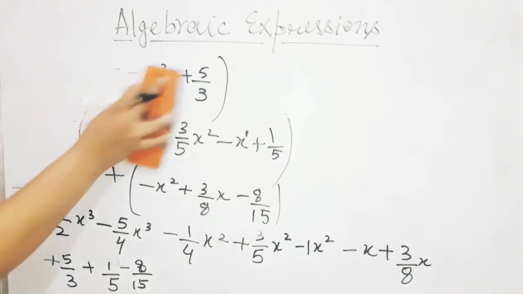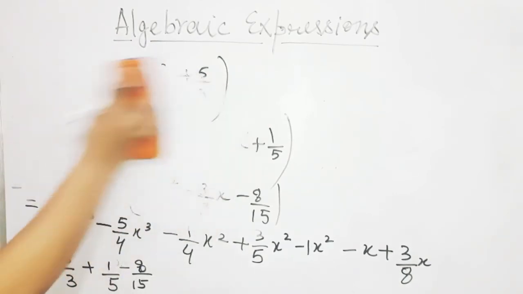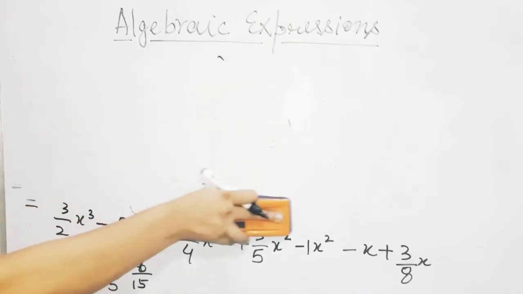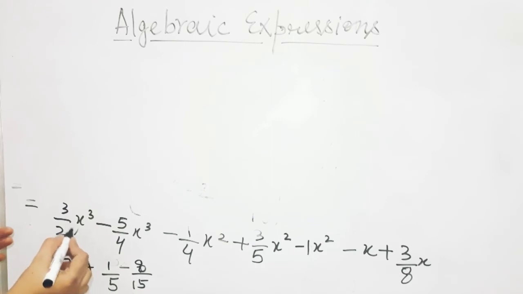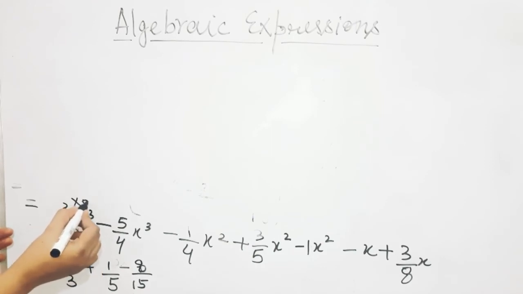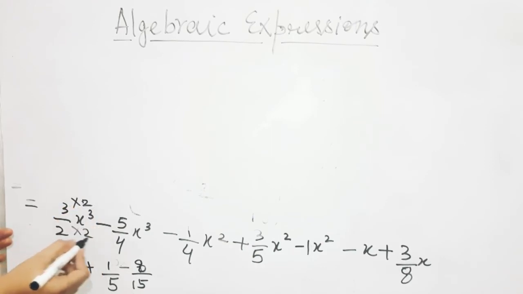What is the next step, students? Please reply to me in the comment section. Very good. Now we have to add all the like terms. So once we take the LCM of 2 and 4, what is the LCM of 2 and 4? Please reply to me in the comment section. Very good. The LCM of 2 and 4 is 4. So to make it 4, 2 has to be multiplied by 2.